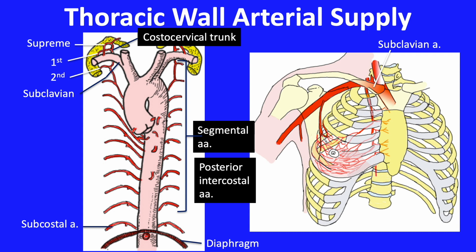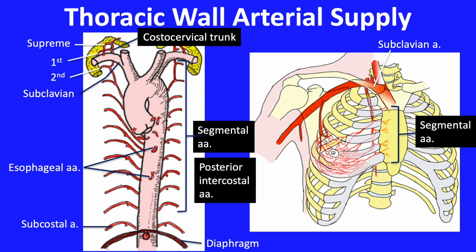In addition, other branches can be seen to arise from the thoracic aorta, but these go to the esophagus and are called esophageal arteries. The anterior intercostal arteries, shown on the right-hand image, are branches from the internal thoracic artery, and they too are segmental. This is the same artery that fed the breast as well as the sternum.